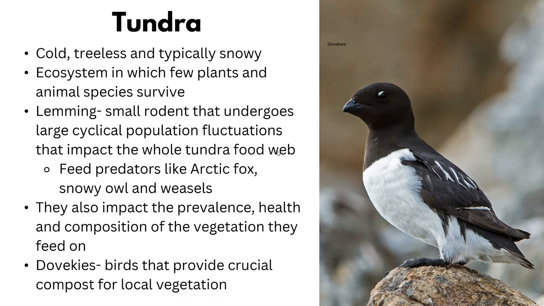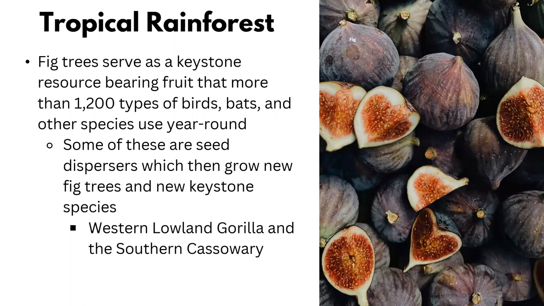All right, tropical rainforests. Fig trees are one of the keystone species in this area because they bear these fruits. So if you didn't know what a fig looks like, this is it. Most of us maybe just think of Fig Newtons. This is what you're eating. So this tree provides about 1,200 different types of animals with food year round. So everything from birds to bats, they will eat these, and this is what's available.